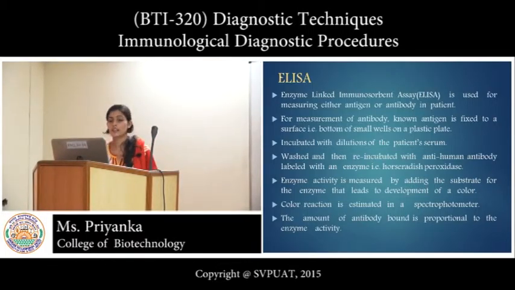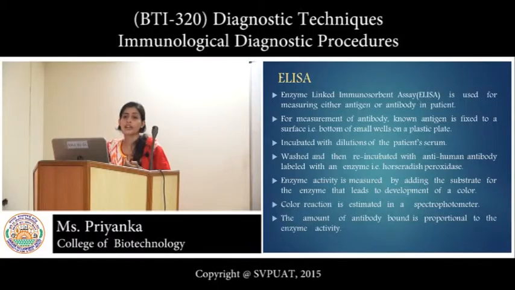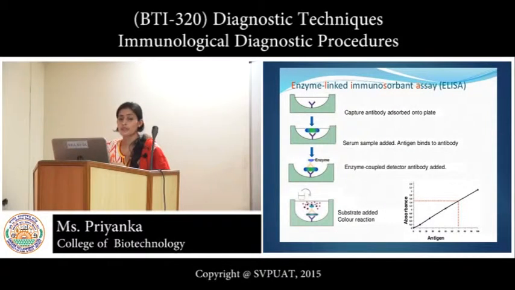Next is ELISA. ELISA means enzyme linked immunosorbent assay. Enzyme linked means, as the name indicates, it involves an enzyme. In ELISA, various types of enzymes are used for diagnosis purposes, meaning for detection of antigen or antibody in a sample. Many enzymes are used, for example, HRP, that is peroxidase, and alkaline phosphatase.